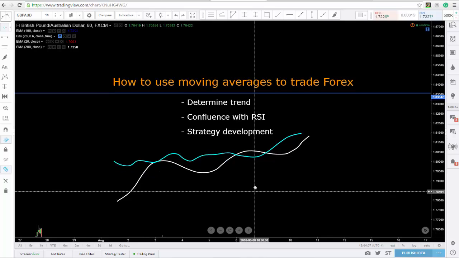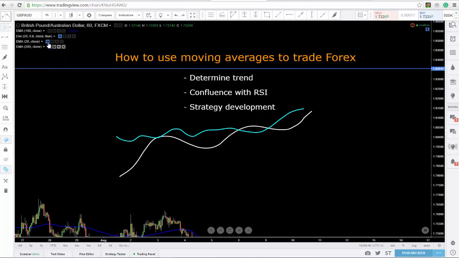We'll look at determining trend first. So what would be a way to determine trend using a moving average?